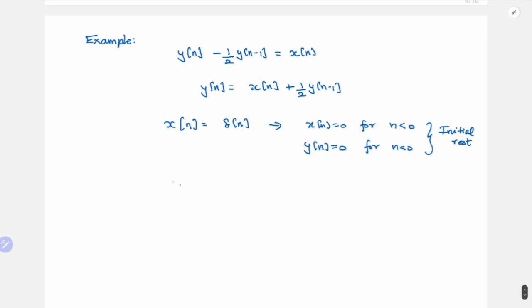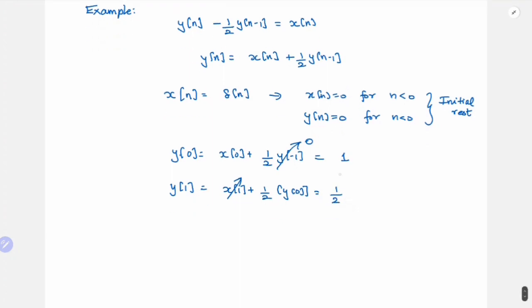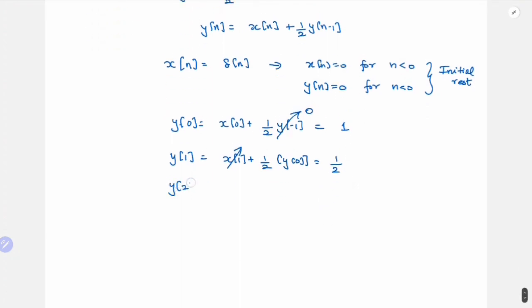So then y of 0, if you have to find, you will have x of 0 plus 1 by 2 y of minus 1. So this you know is 0. So this is going to be equal to 1. And what about your y of 1? It will be x of 1 plus 1 by 2 y of 0. This is 0 for you, and you will just get half because y of 0 is 1. And your y of 2 will be again x of 2 plus 1 by 2 into y of 1. So this is again 0. You will get 1 by 2 into 1 by 2, so 1 by 4. So similarly, if you see y of n, what will you get?